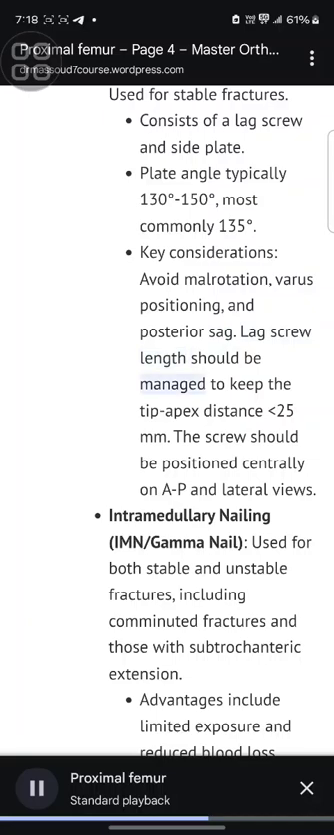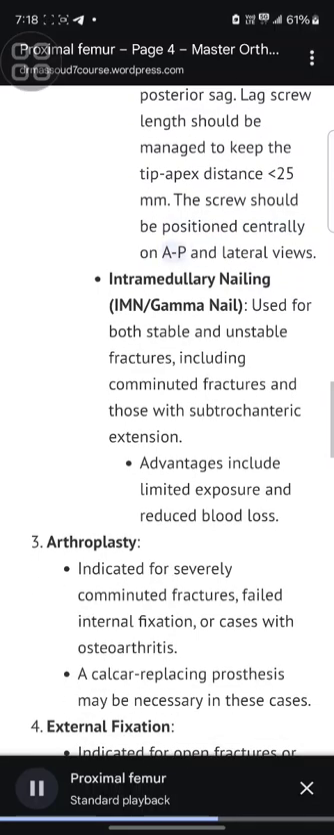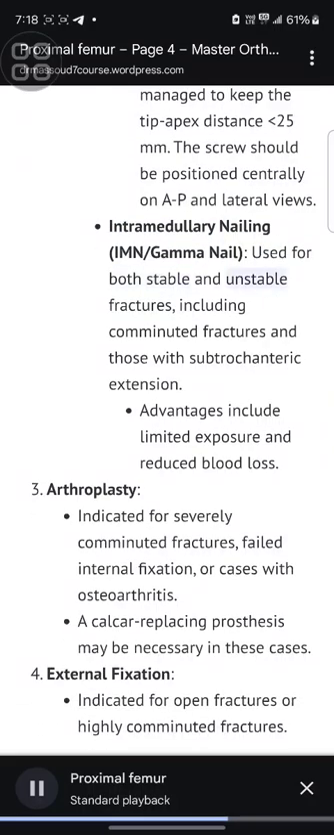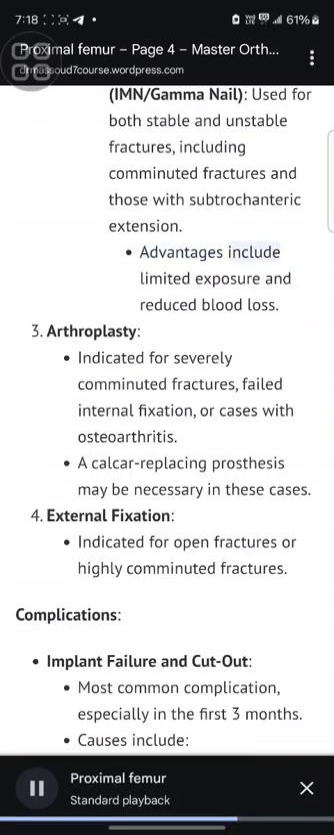Lag screw length should be managed to keep the tip apex distance less than 25 mm. The screw should be positioned centrally on AP and lateral views. Intramedullary nailing, IMN, gamma nail, used for both stable and unstable fractures, including comminuted fractures and those with subtrochanteric extension. Advantages include limited exposure and reduced blood loss.